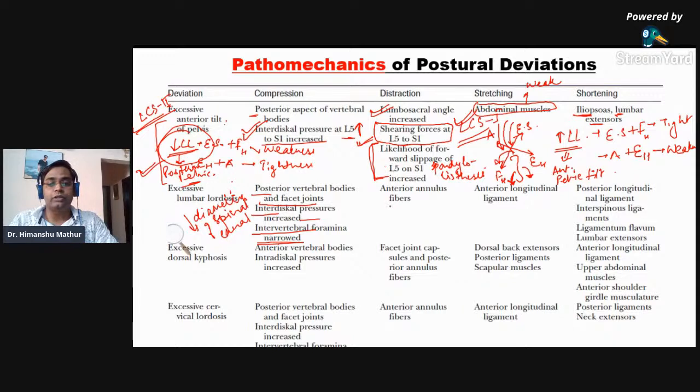The distracted structures would be the anterior annular fibers, from the anterior vertebral bodies. The stretching would be there in the anterior longitudinal ligament. The shortening would be there in the posterior longitudinal ligament. The interspinous ligament will be shortened. Ligamentum flavum would undergo shortening, and the lumbar extensors again we have talked about that. Erector spinae will also undergo shortening.